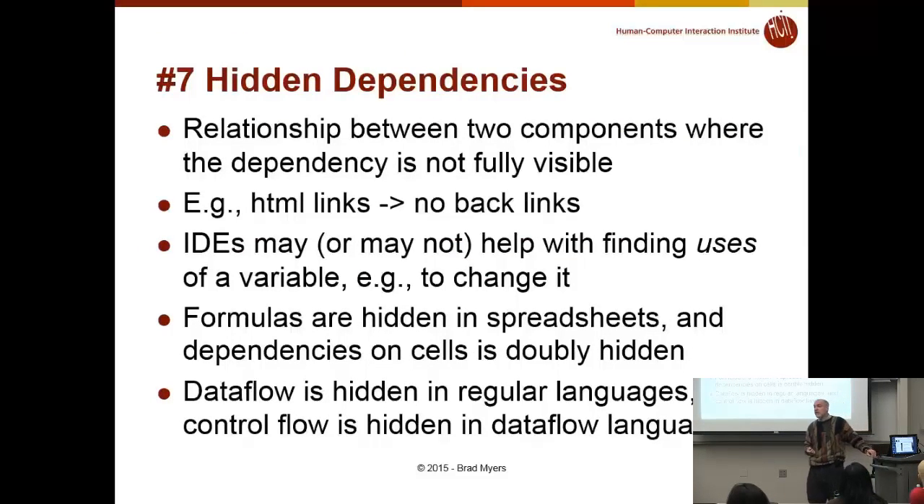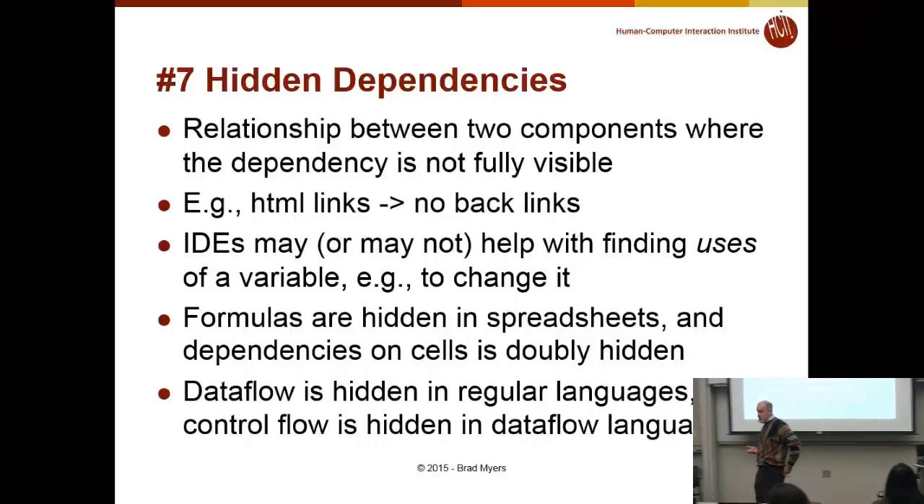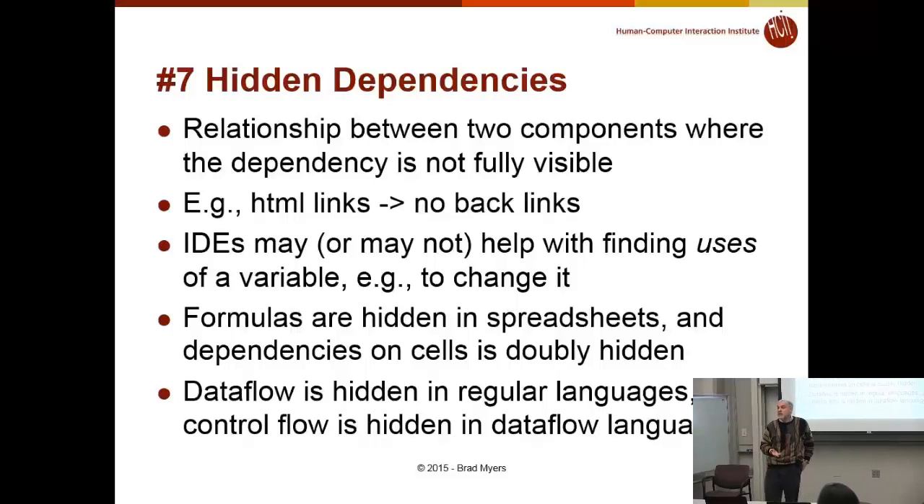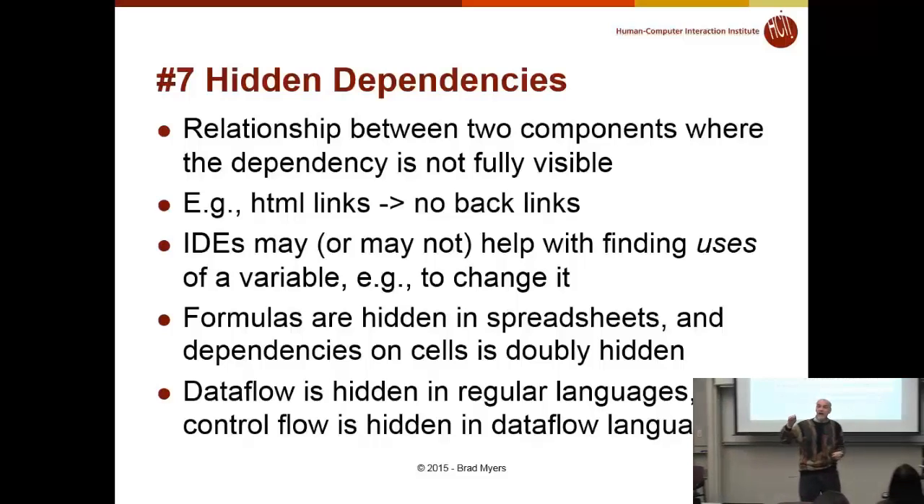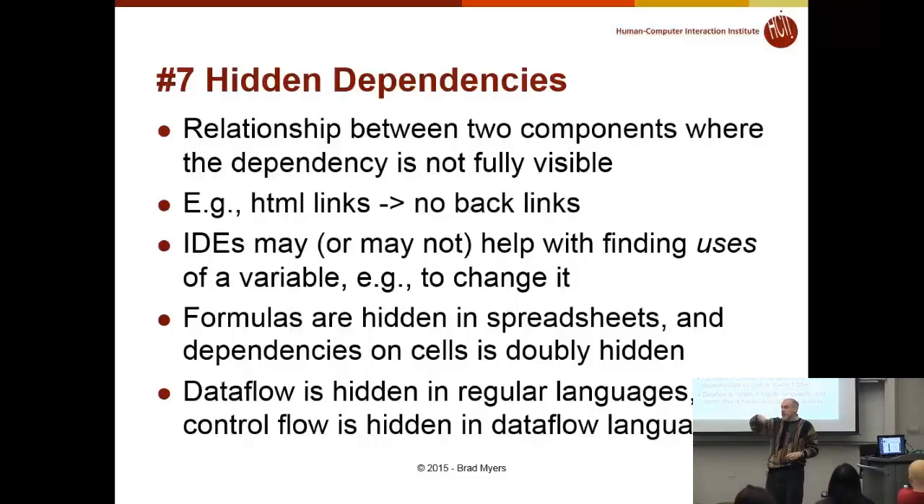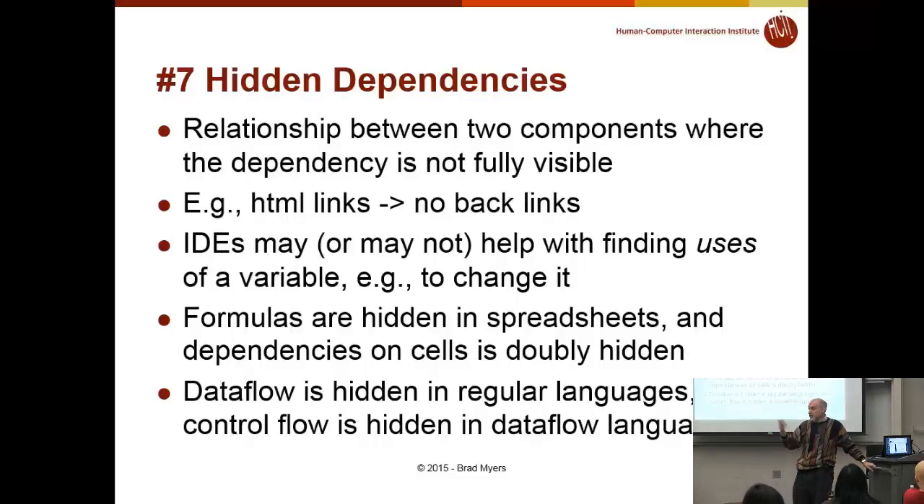Another one is hidden dependencies. And this is where there is something going on that's not shown, right? Pretty obvious problem with that. And there are lots of situations in programming where this happens. In regular code, you can't really see what's called the data flow, right? So you have variables and you have operations, but if you have a variable called I, and someplace you set I and someplace else you use I, how does the value get from I to J or whatever? That's not shown.